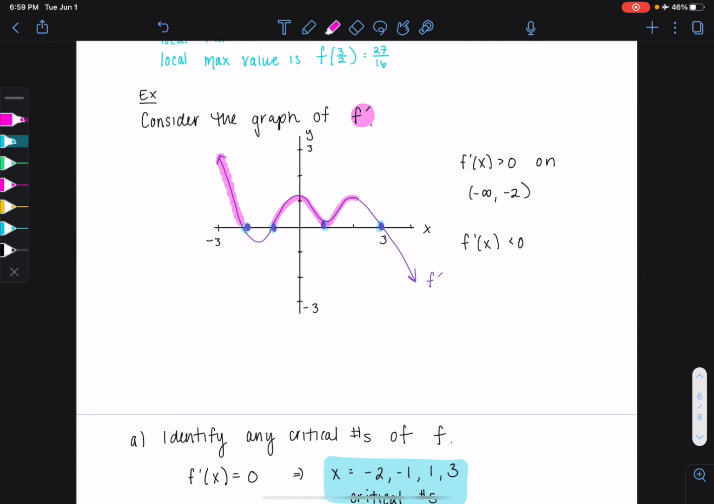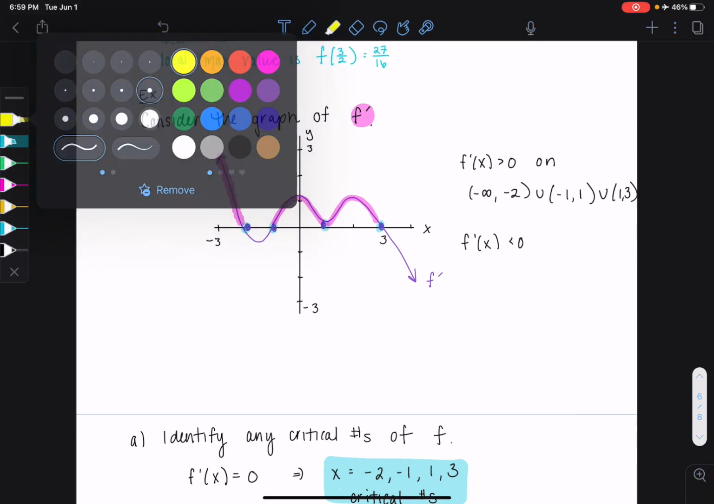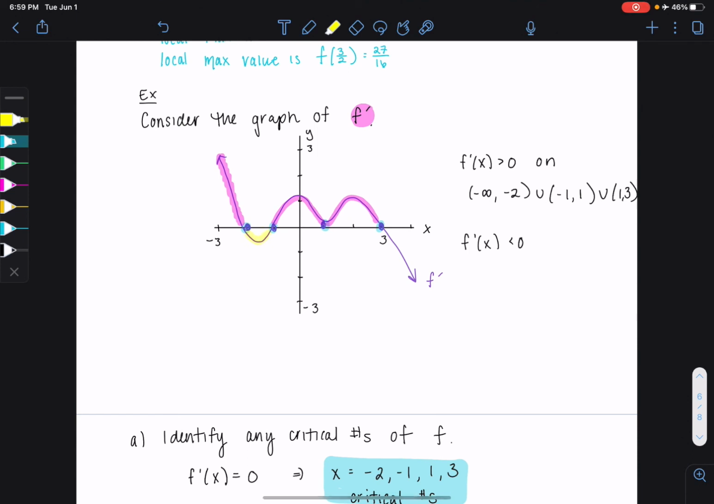Then from negative 2 to technically positive 1, but really you can kind of just keep going. The other interval it happens for is from negative 1 up to 1, and then from 1 to 3. That's where our derivative is positive. For decreasing, that'll be where it's negative, which happens between negative 2 and negative 1, and then from 3 onward. So from 3 to infinity.